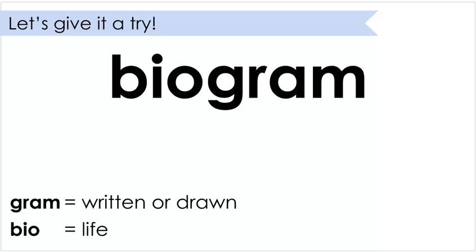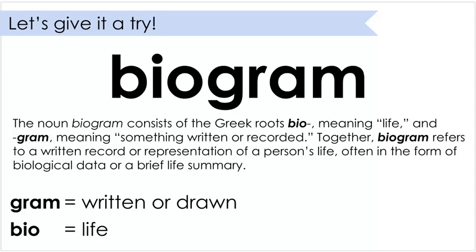Biogram. Now, this is a word that most of us in elementary school have never heard of, but let's put it together and let's see what it means. The noun biogram consists of the Greek roots bio, meaning life, and gram, meaning something written or recorded. Together, biogram refers to a written record or representation of a person's life, often in the form of biological data or a brief life summary. Some of you could probably put together a biogram about yourself.